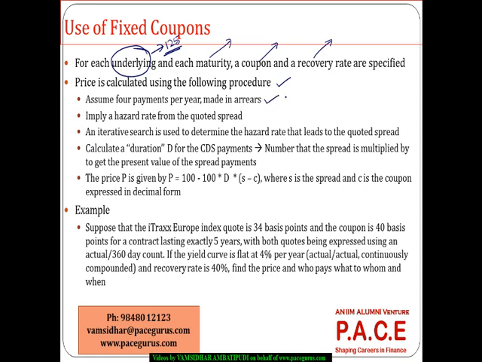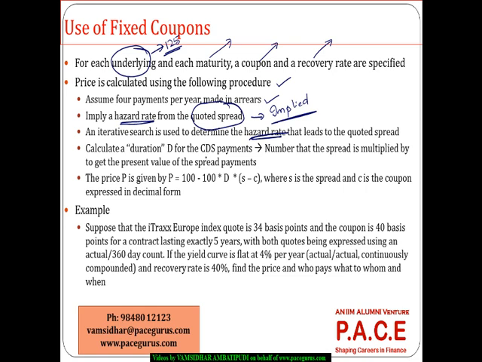You assume quarterly payment, generally made in arrears, and based on the quoted spread, find out the hazard rate, for which you can use an iterative procedure. So it's like an implied hazard rate. Just like the way we derive volatility from a Black-Scholes model, the same logic we can use to get the hazard rate that is equal to the quoted spread.